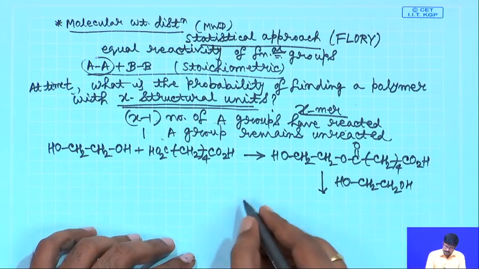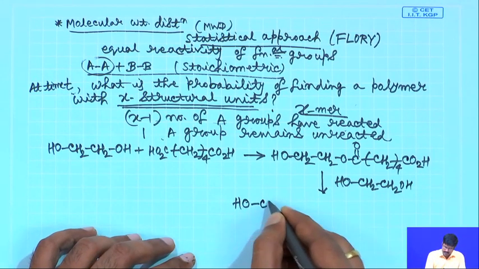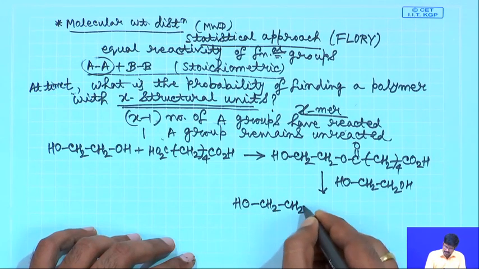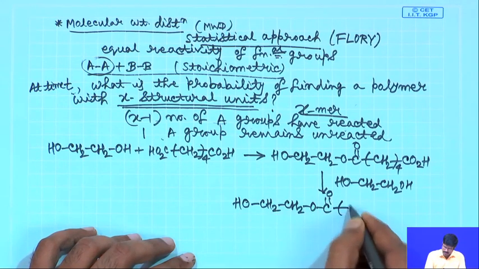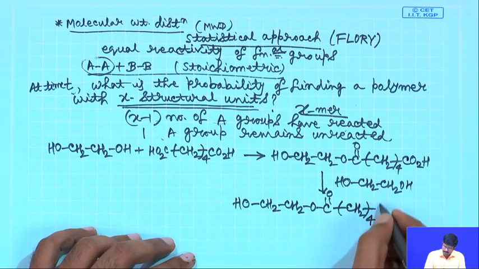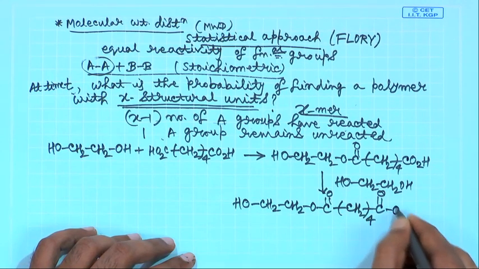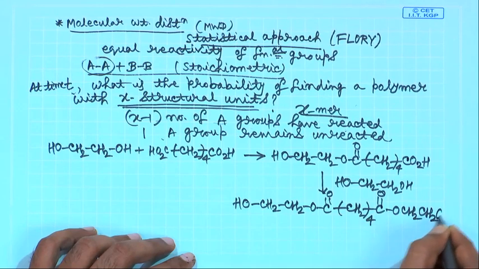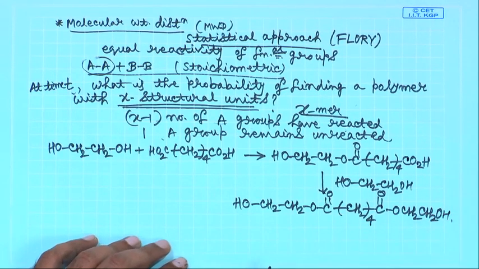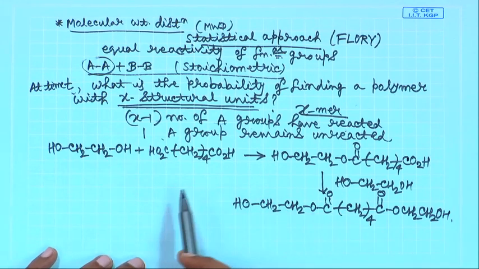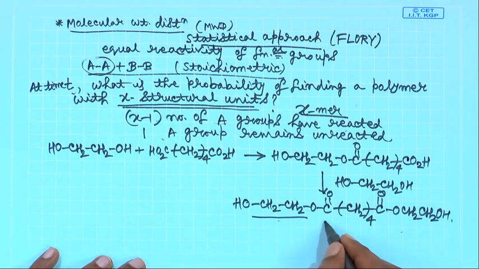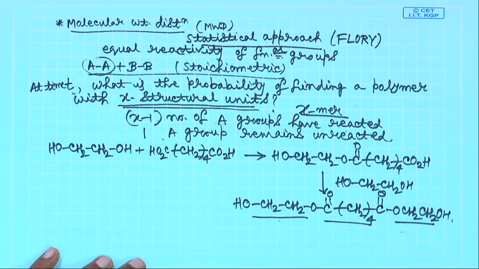So, it will react here. What will be the product? OH CH2 CH2O CO (CH2)4 COO CH2 OH. So, you have created a trimer. In this trimer, how many structural units are present? This is one structural unit, this is a second structural unit, this is a third structural unit. So, it is a trimer, it has 3 structural units.